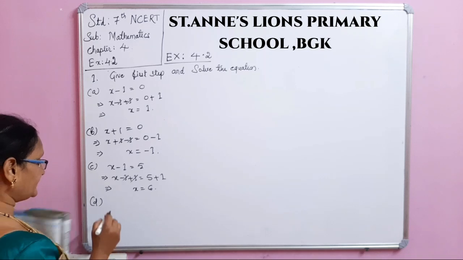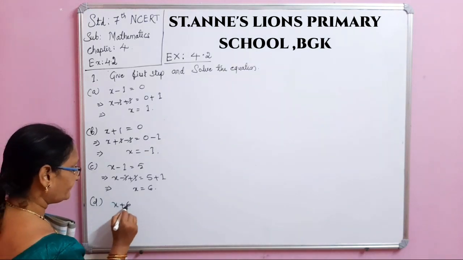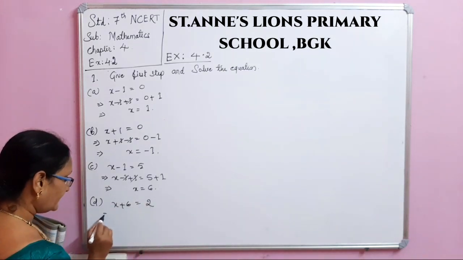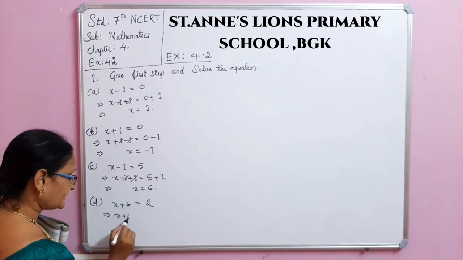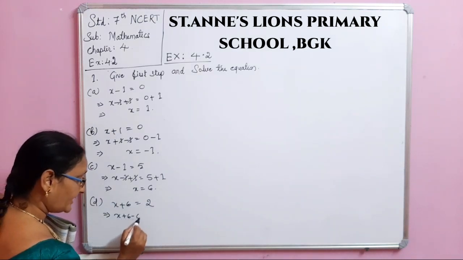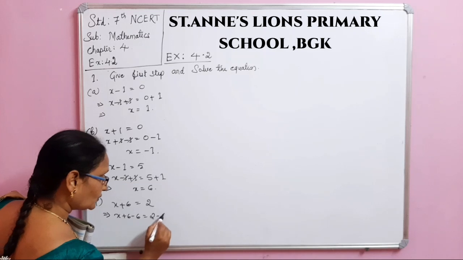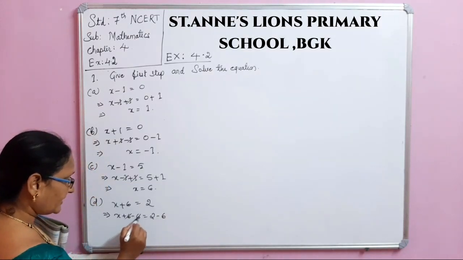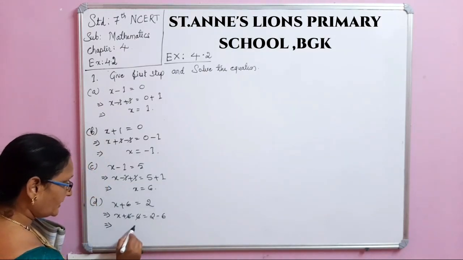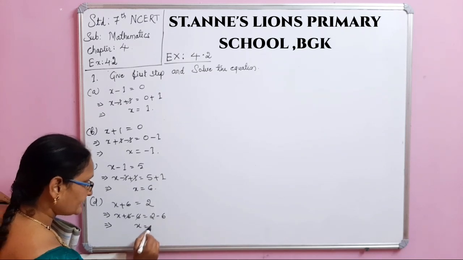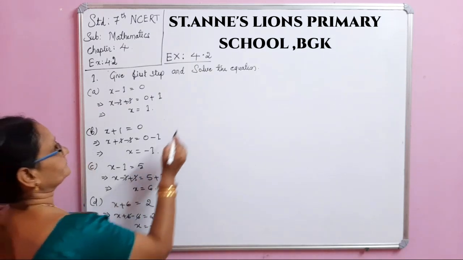Next, x plus 6 is equal to 2. See here, x plus 6 is there. So, what do we have to take? Minus 6. Here also 2 minus 6. Plus 6 minus 6 gone. So, here x remained. 2 minus 6 is minus 4.